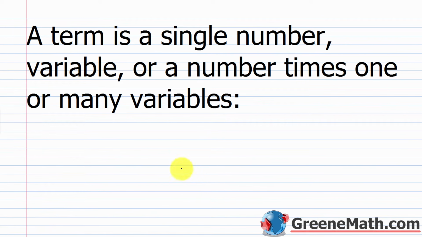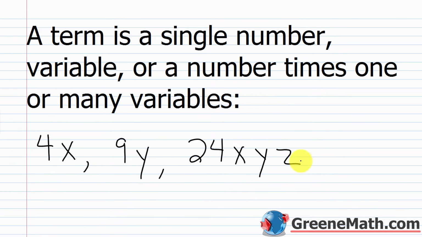All right, so let's get into some more definitions. A term is a single number, variable, or a number times one or many variables. So for example, you might see something like 4x. Okay, that's a term. Or you might see something like 9y. That's a term. Or you might see something like 24xyz. Or you might see something like -3a. These are all examples of a term, right? A single term. Again, it's a number by itself. So if I just had, let's say, the number 7, that's a term.